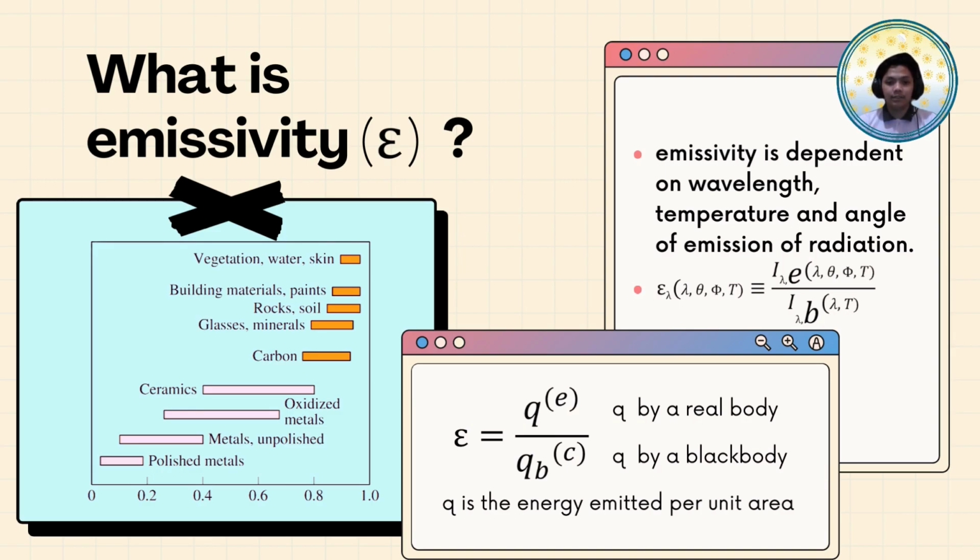Emissivity of a given surface is given by the relation of the energy emitted per unit area of a real body over the energy emitted per unit area of a black body. Emissivity is also dependent on the wavelength, temperature, and angle of emission of radiation. The spectral emissivity is given by the equation shown in this slide.